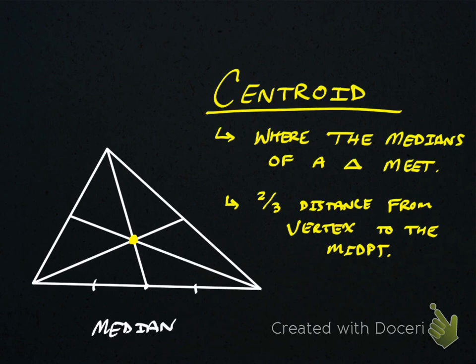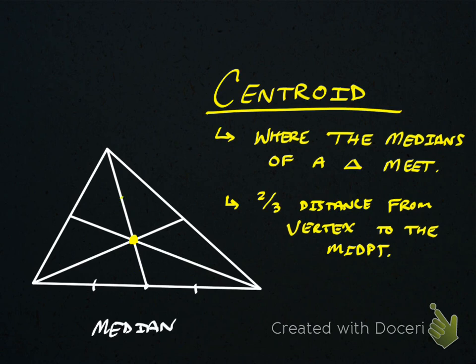So if you look at that centroid, it is 2/3 of the distance of that median. It is 2/3 of the distance of that median. And it is 2/3 of the distance of that median. And those notes don't necessarily represent what I'm trying to say.